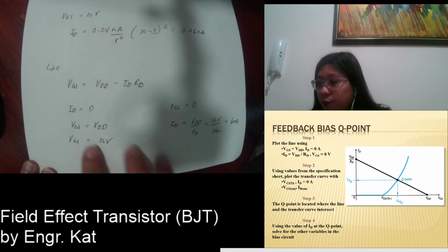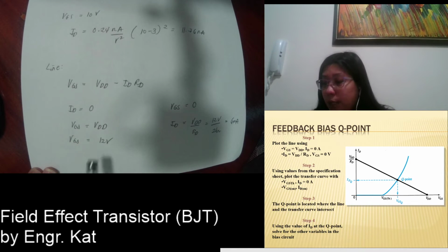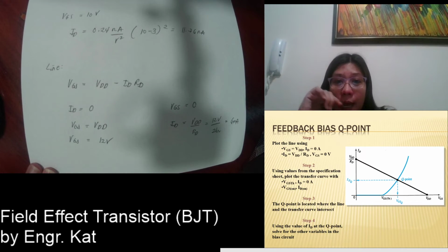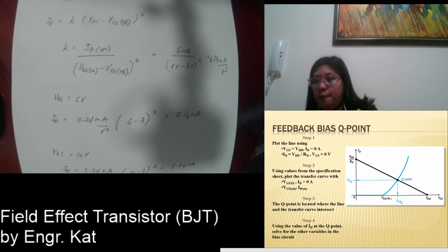So VGS equals VDD minus IDRD. When ID is equal to 0, your VGS is equivalent to VDD. And when your VGS is equal to 0, your ID is equivalent to VDD over RD. The second point is you have to draw the transfer curve, okay? And then we get the Q point. So using the value of the Q point, you can solve for the other parameters.